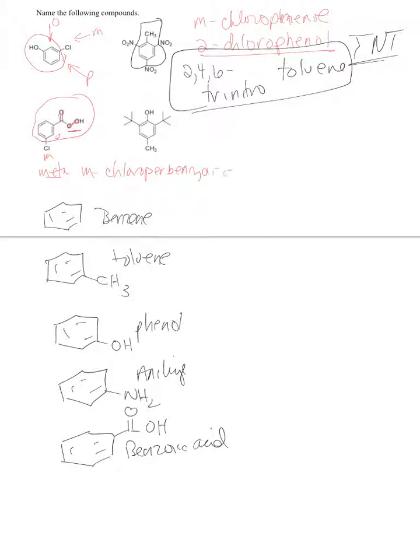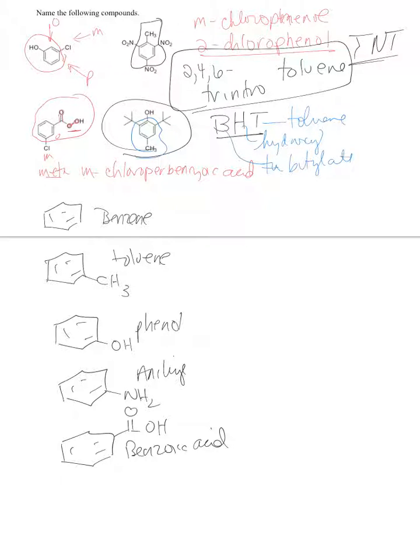Now this one, you might not recognize it, but it's in your cereals and a lot of your food. That's BHT. And the T stands for toluene. So if you find the base there, this is toluene. And the H stands for hydroxy. And the B is butylated. So if you're going to take the base as toluene, then that's going to be 1, 2, 3, 4, 5, 6. And so you would write toluene.